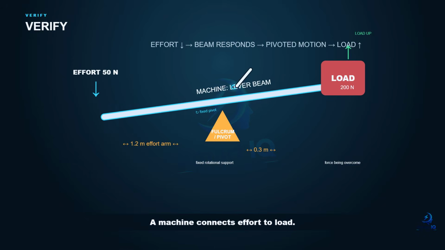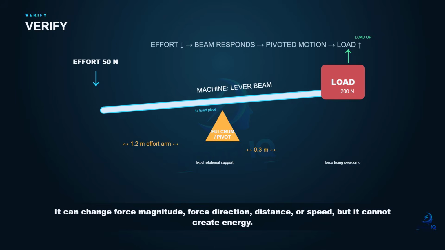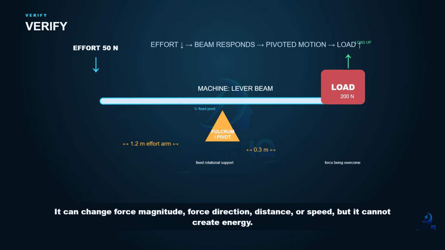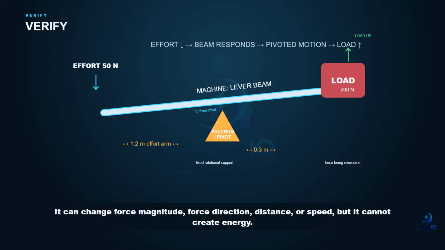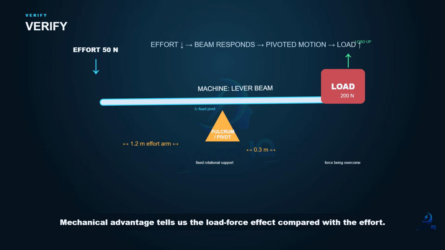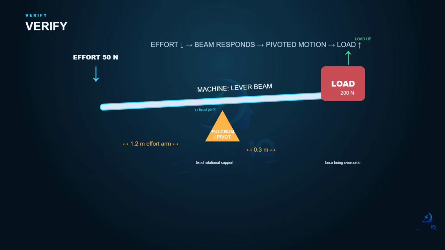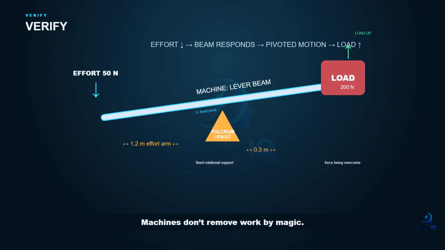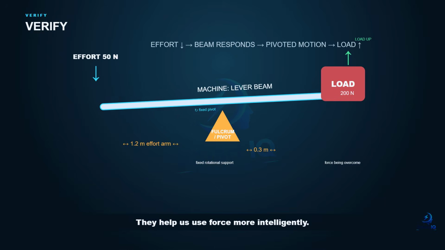A machine connects effort to load. It can change force magnitude, force direction, distance, or speed, but it cannot create energy. Mechanical advantage tells us the load force effect compared with the effort. Machines don't remove work by magic. They help us use force more intelligently.